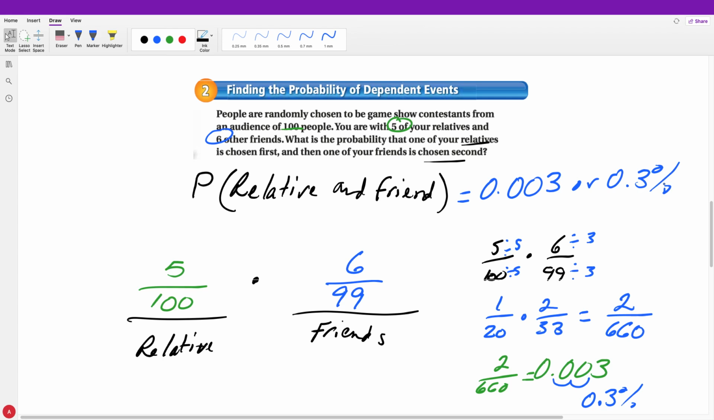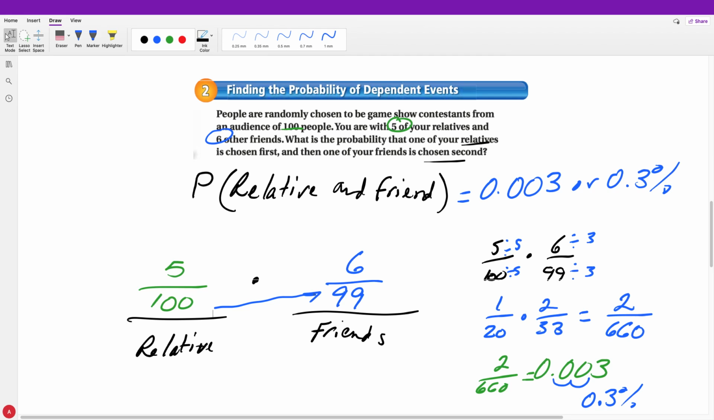I do want you to write your answer as a decimal or a percentage and not as a fraction, because if I ask you to describe the likelihood, it's a lot easier when it's written as a percentage or decimal than it is as a fraction. All right, but the main thing you have to take from this is we have to be able to identify, does the one event affect the other? And if it does, we have to take that into consideration when we're figuring out the odds of that second event happening. So since the person is not going back into the audience, that changed the amount of people that we're picking from. All right, so that's the way that we are doing this.